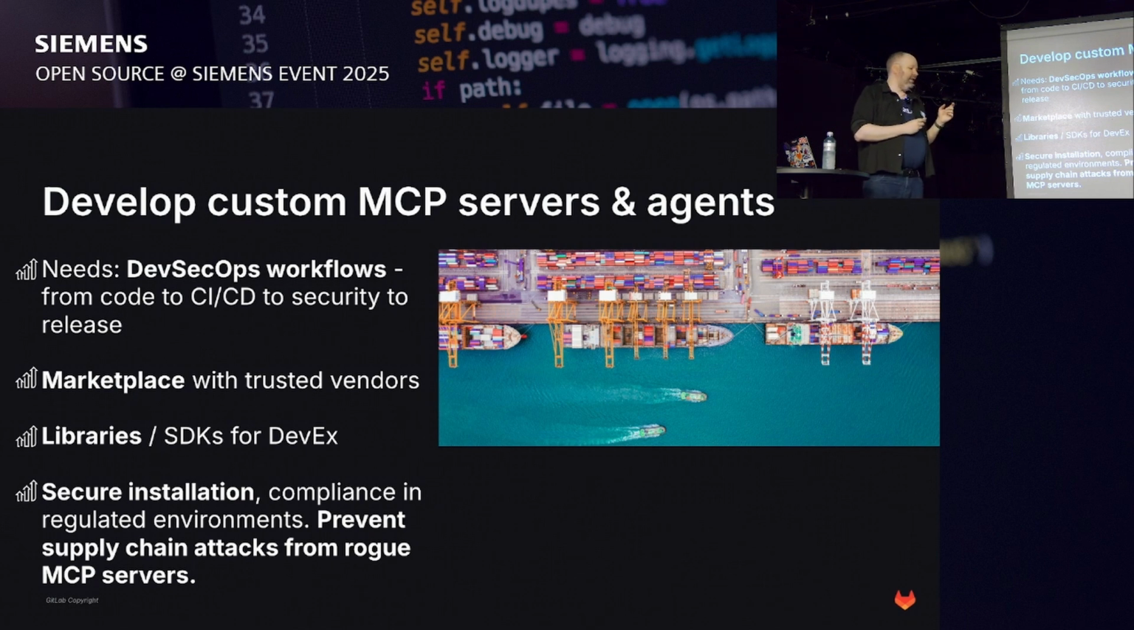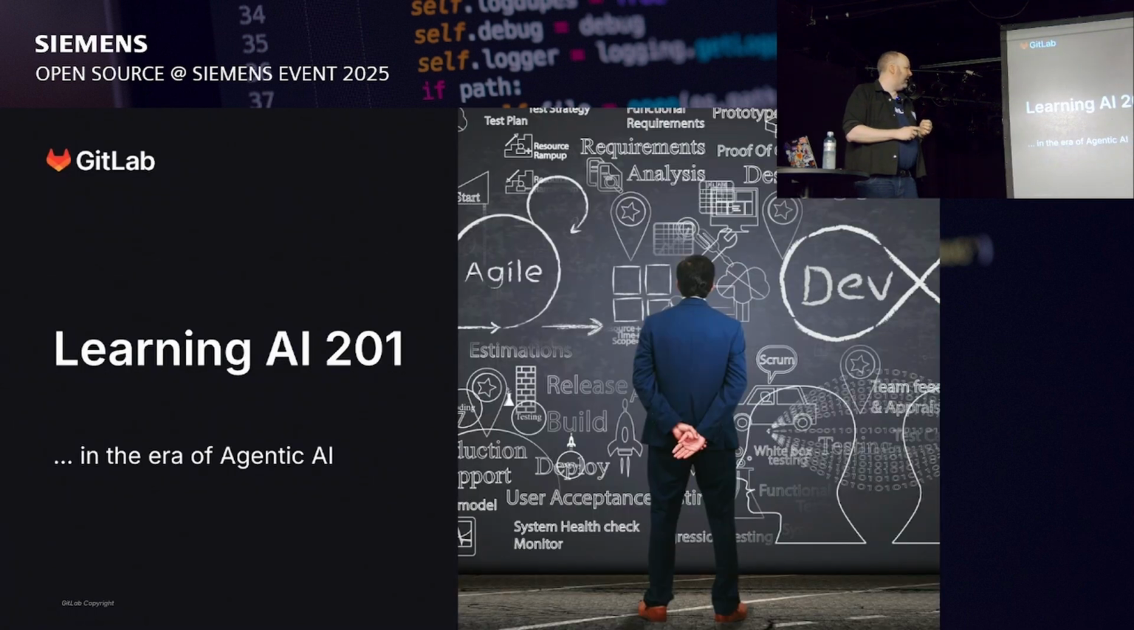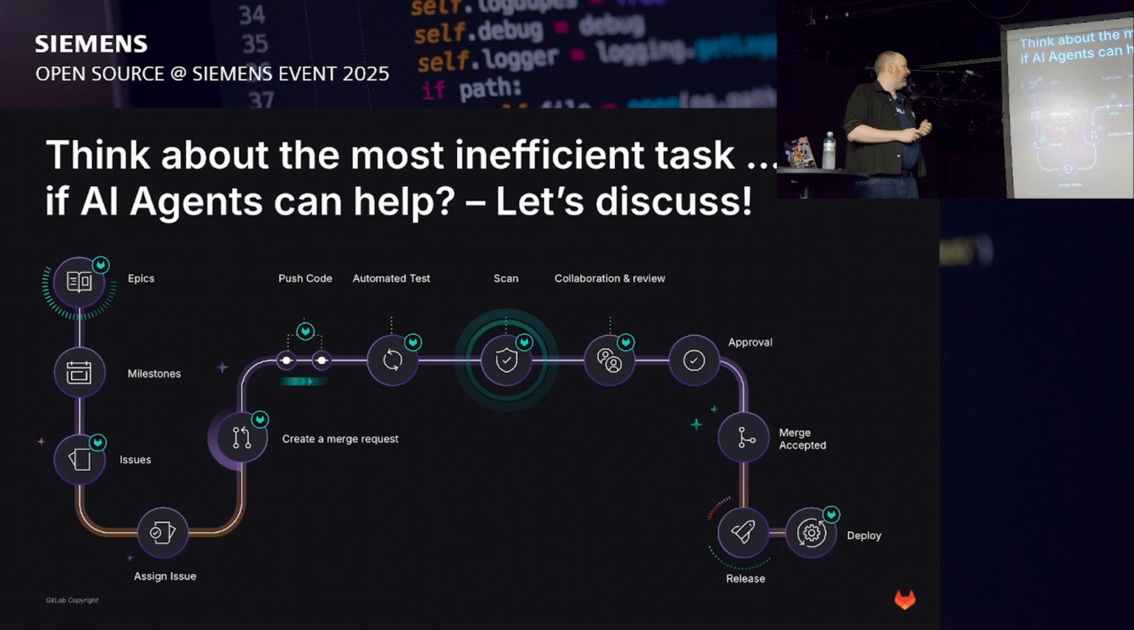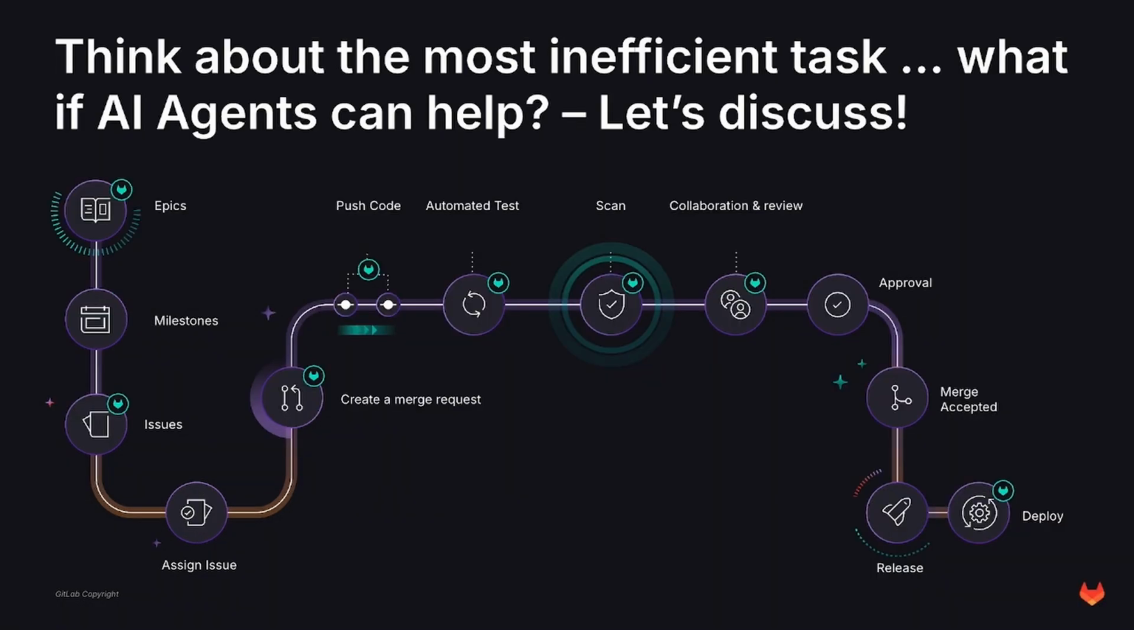And I also think that if we install MCP servers now and put them in production, there might be a supply chain attack possible at some point when you have a rogue MCP server in your environment. So we need to keep an eye out for that as well. Now, moving from the 101 to the 201, I would love to have you think about the most inefficient task in the DevSecOps workflow or development workflow, and then think about how agents, MCP, AI could help with that. So we can discuss that the next 2 days.